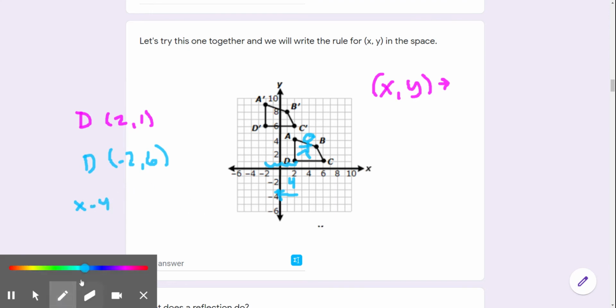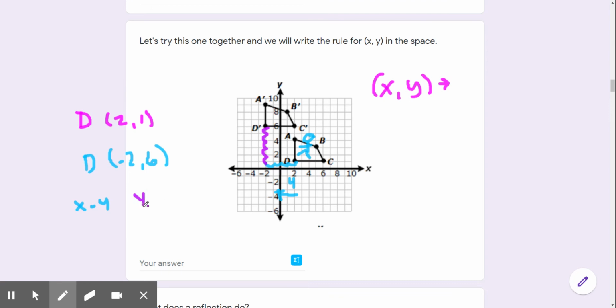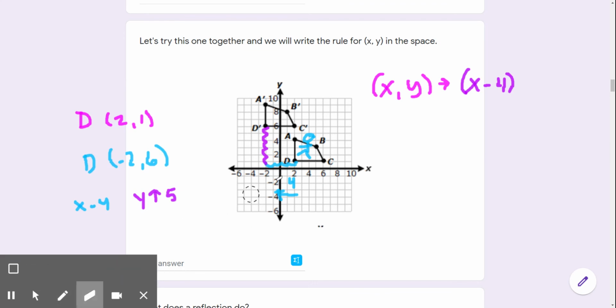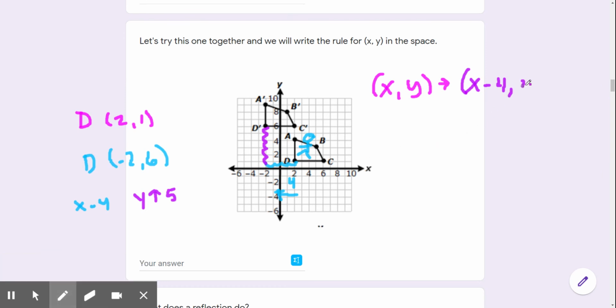And then my Y, I'm going up 1, 2, 3, 4, 5. My Y went up 5. Because I'm going up, that's a plus 5. So let me rewrite my rule here. What happened to my X? My X went backwards 4, and my Y went up 5.